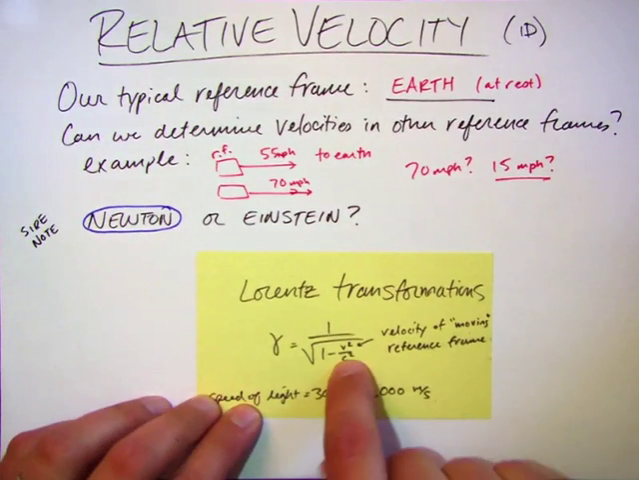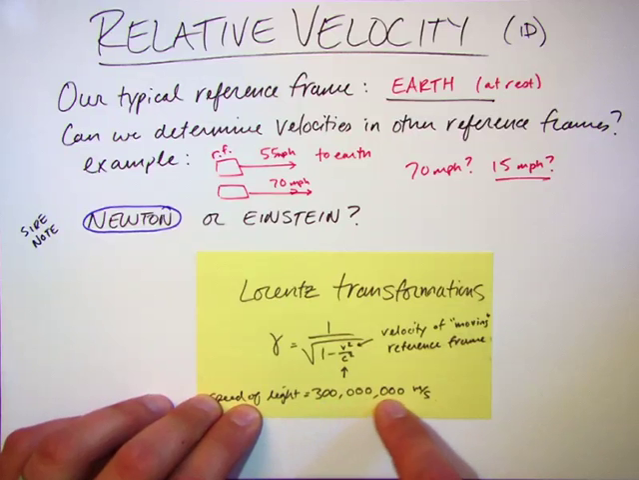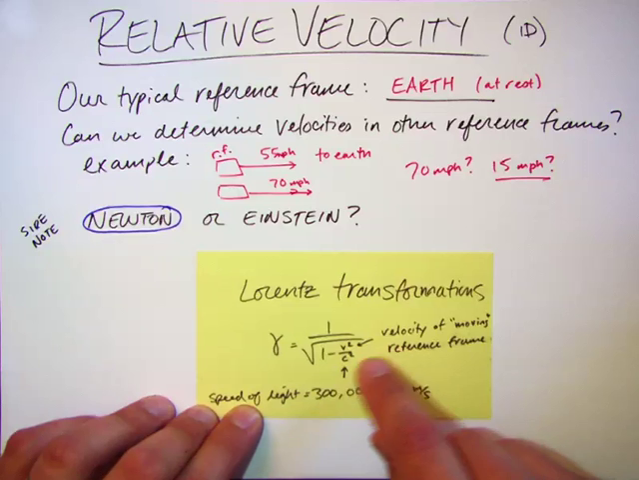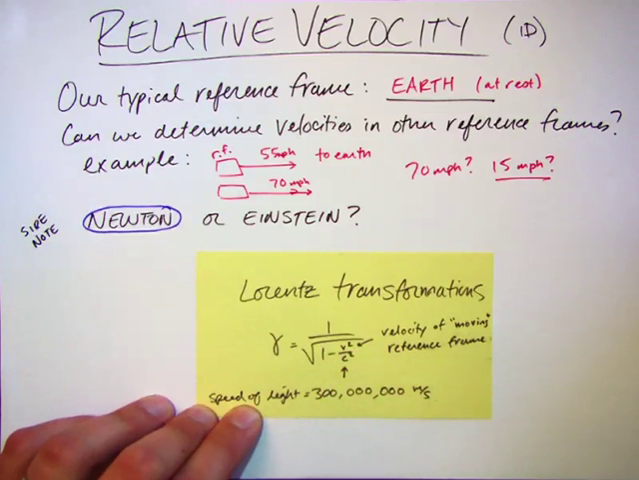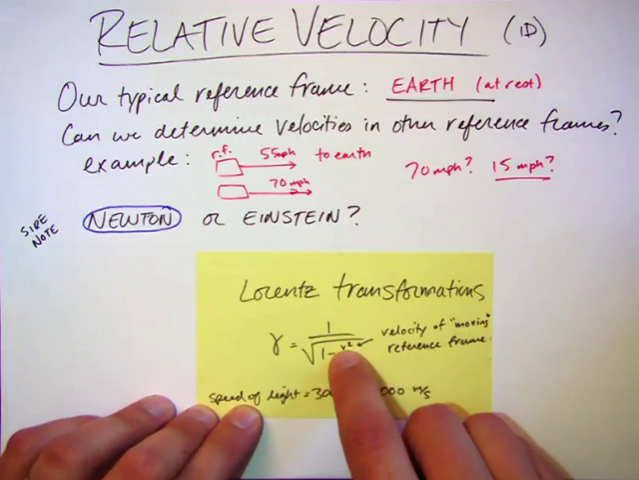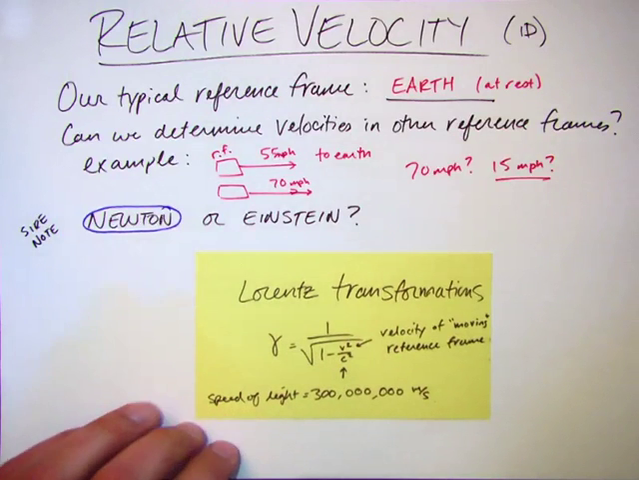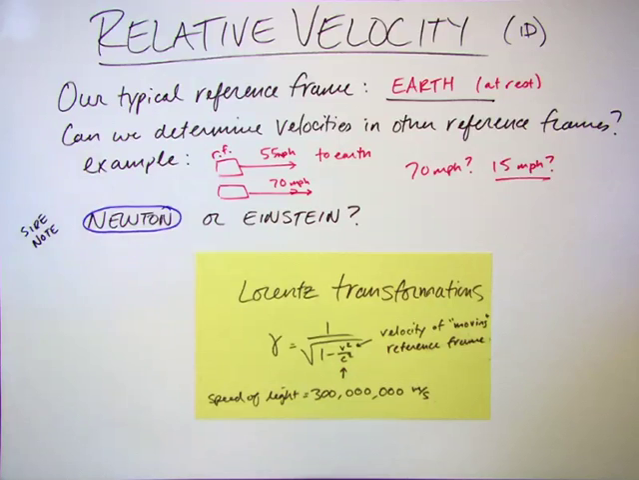C is the speed of light, 300 million meters per second, very fast, and it never changes in any reference frame. And this little v here is the velocity of a moving reference frame. So if this v is small relative to this number, this becomes 1, and we don't really notice the effects of special relativity. But when you have things moving at really fast rates of speed, we have to account for that, and that gets into special relativity. So that's a little sidebar.